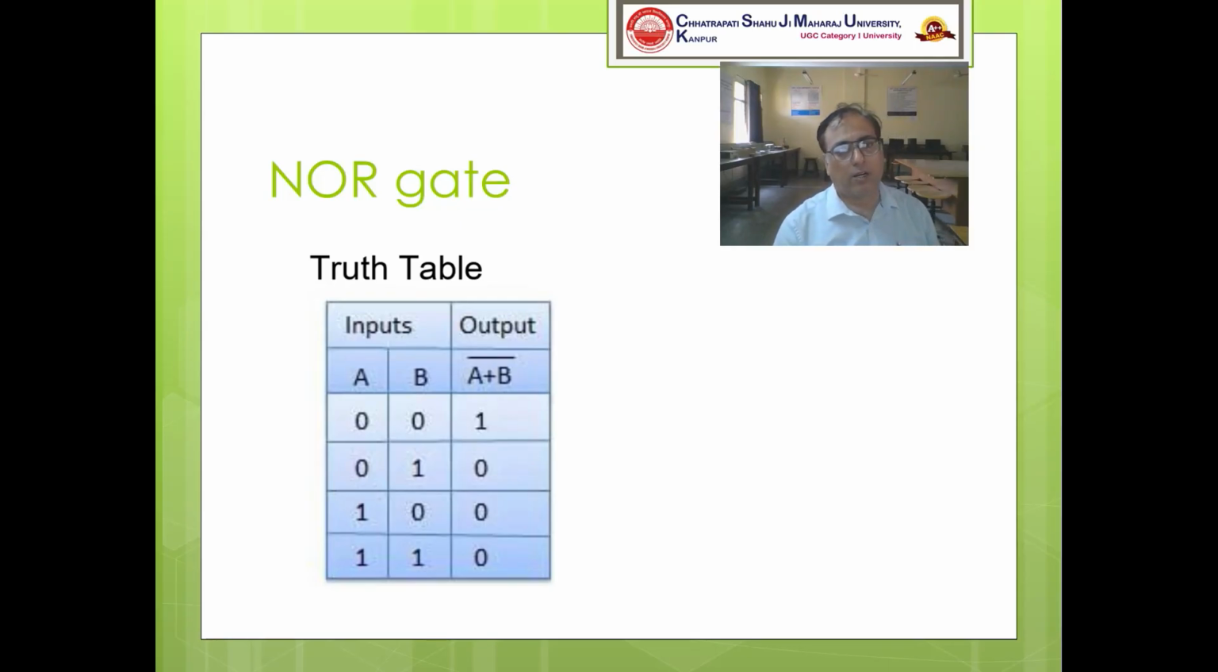These two gates are known as universal gates because from these gates we can form all the basic gates using NAND and NOR, which will be explained in the next lecture. That's why these two gates are known as universal gates.